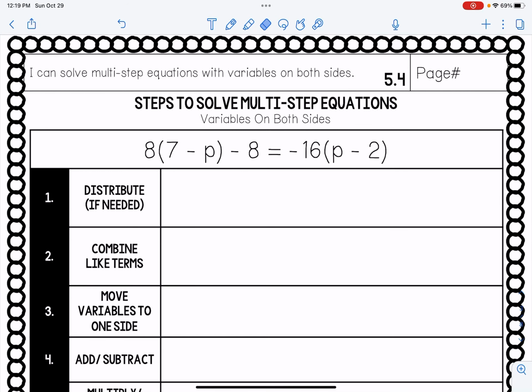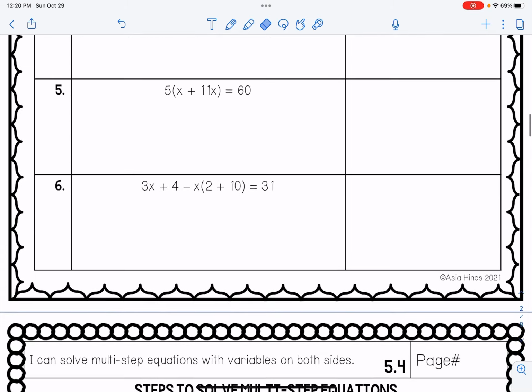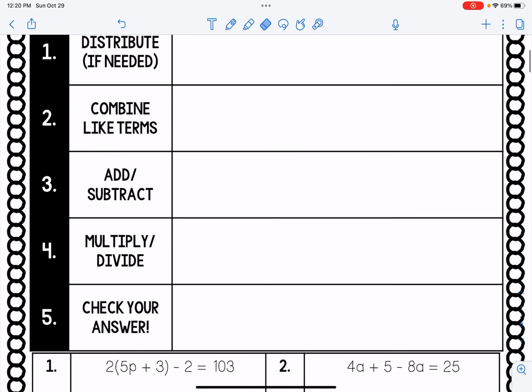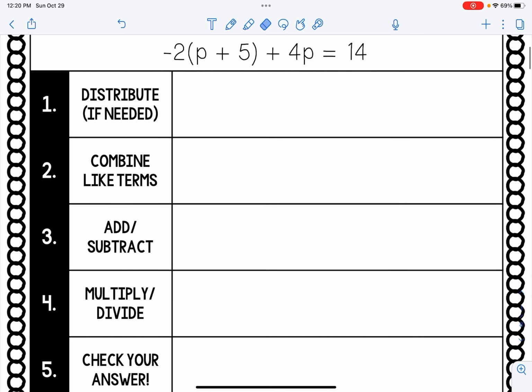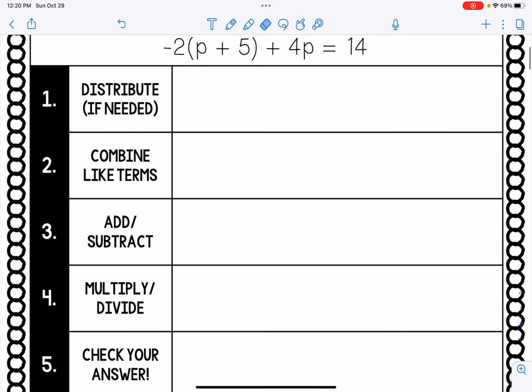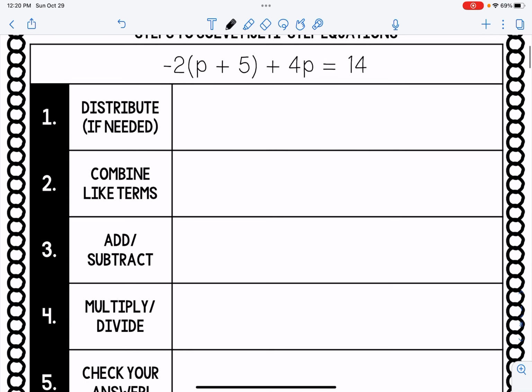Hello everybody. Today we're going to be going through how we're going to solve multi-step equations with variables on both sides of our equal sign. But before we do that, I just want to do a quick recap of how we can solve a multi-step equation with our variable on just one side. So we had our 5 steps that we had to do here. I'm going to skip the last one just so we can get through this a little quicker.